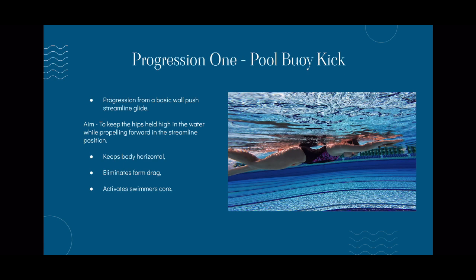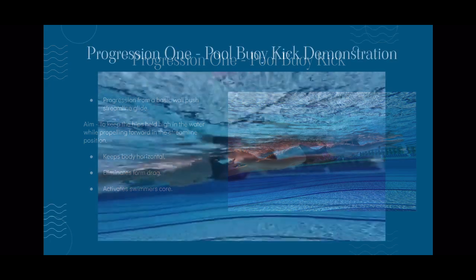By adding a pull buoy into swimming practices, there are a couple of elements it helps to improve. Firstly, it keeps the body horizontal and allows the swimmer to feel head to toe alignment. It eliminates form drag by keeping the legs afloat and mimicking a streamlined position while decreasing frontal surface area. It also helps activate the swimmer's core, which allows them to have greater control over their body and balance. Here's an example of a kick being performed with a pull buoy in a streamlined position.